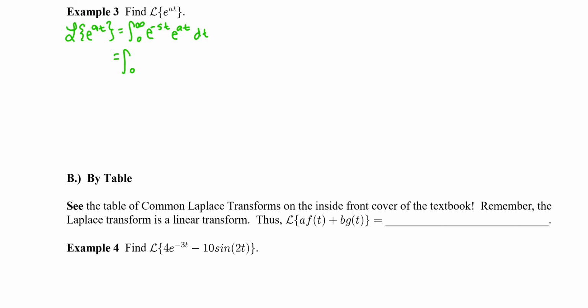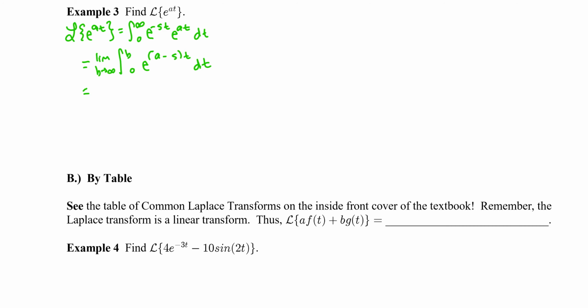Since we have like bases, we can add the exponents. So our exponent is going to be negative st plus at, but let's factor out a t and lead with our positive constant. So we have a minus s t dt. Now, at this point, we actually have two constants. a is a constant, s is a constant. Our variable of integration is t, so we want to keep that in mind. And while we're at it, let's go ahead and make this proper using our limit operator.